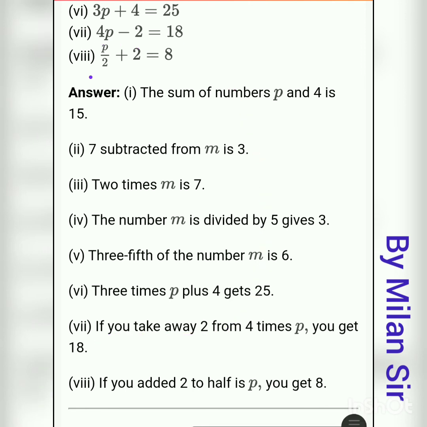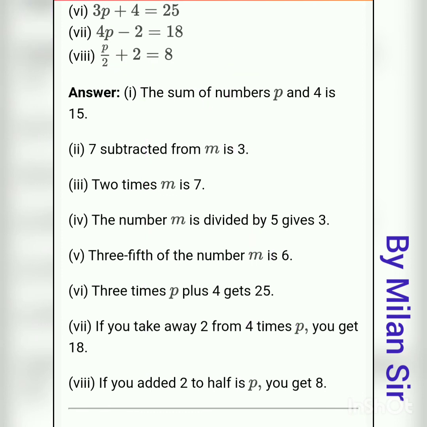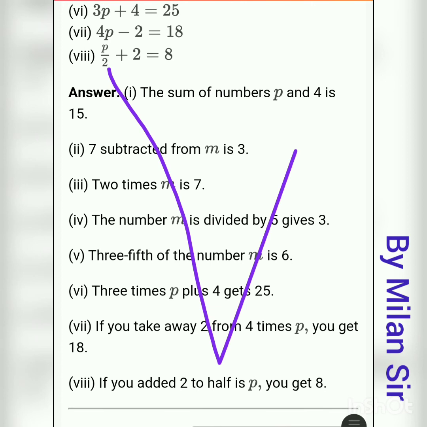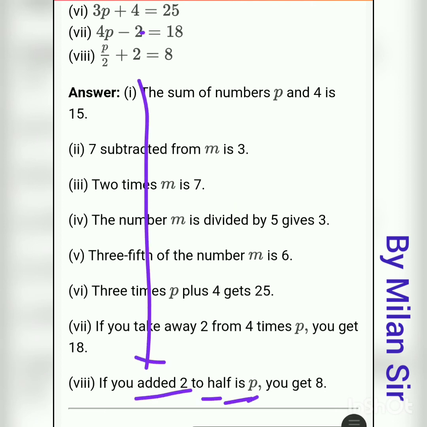And finally, p by 2 plus 2 is equal to 8. So if you add 2 to p by 2, we can write half of p, answer is 8, so you get 8. P by 2 we can write half of p. If you add 2 to half of p, you get answer 8.